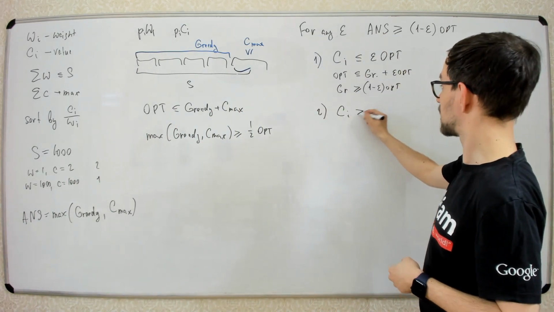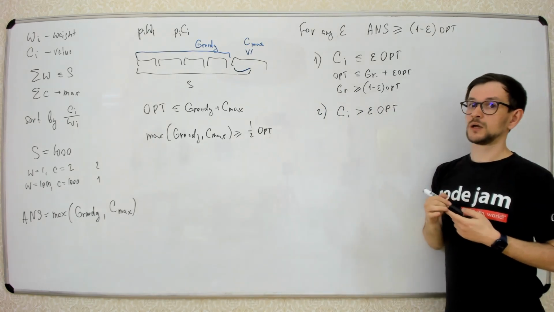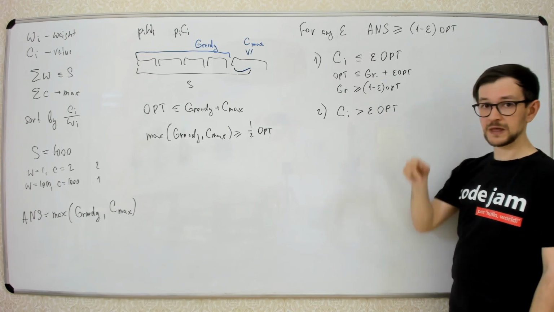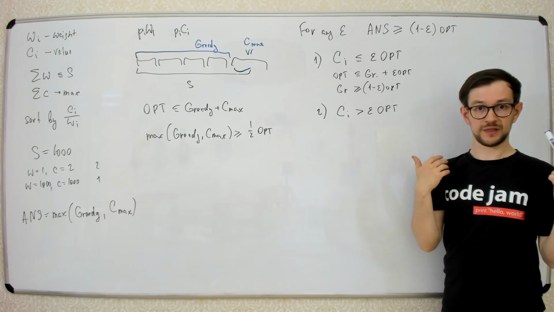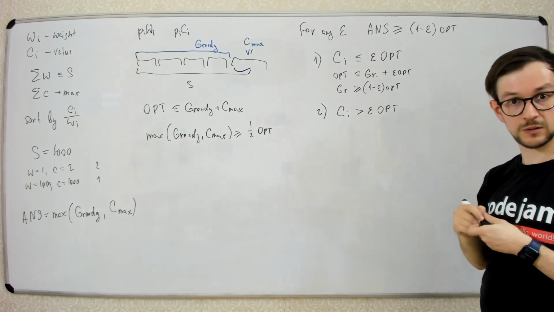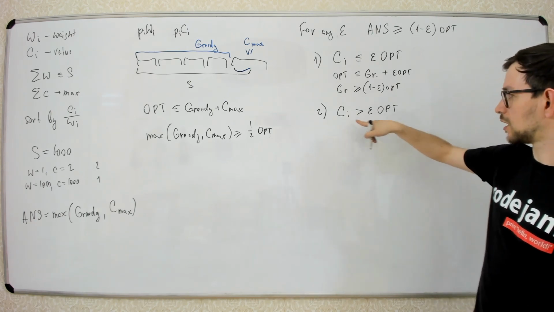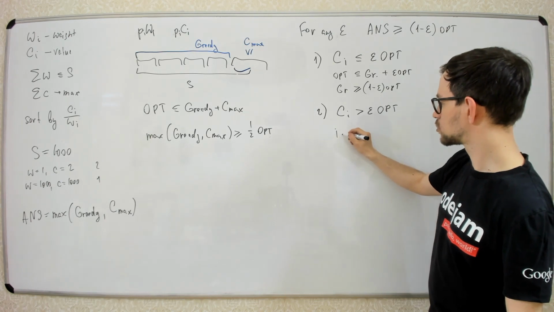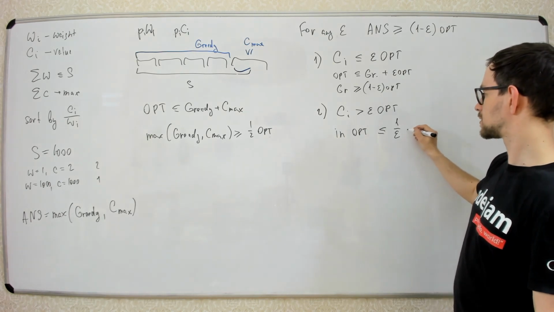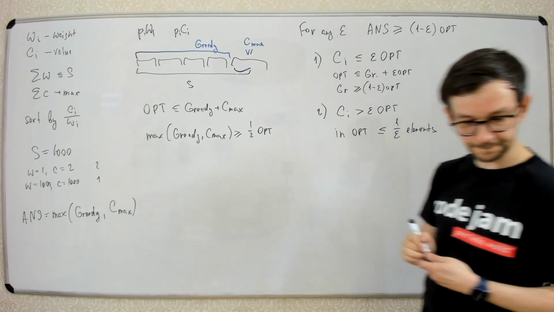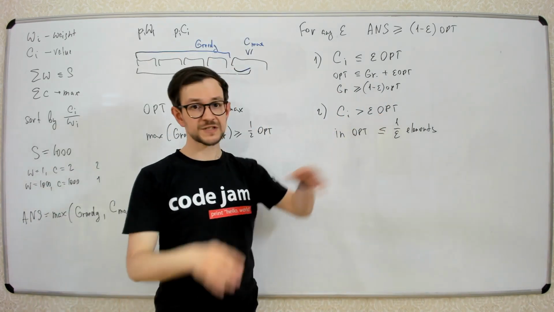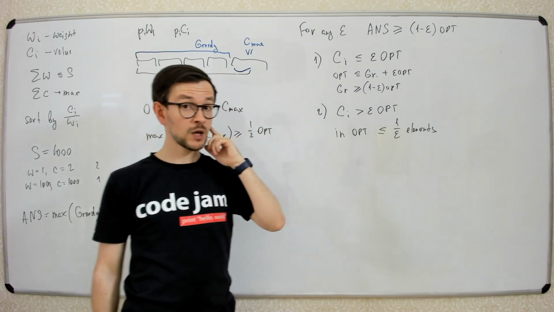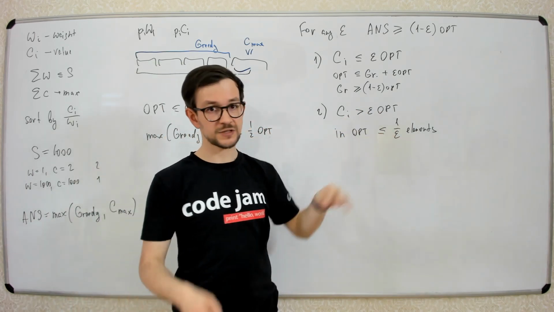Now, what about elements with costs greater than epsilon opt? Let's see. If the value of the element is greater than epsilon times opt, and opt is the sum of values of all elements I take, then I can take no more than 1 divided by epsilon elements. So the number of these big elements is no more than 1 over epsilon. Again, opt is the sum of values of these elements. If each value is greater than epsilon opt, then I have no more than 1 over epsilon elements. Now, epsilon is some constant, so 1 over epsilon is some constant.